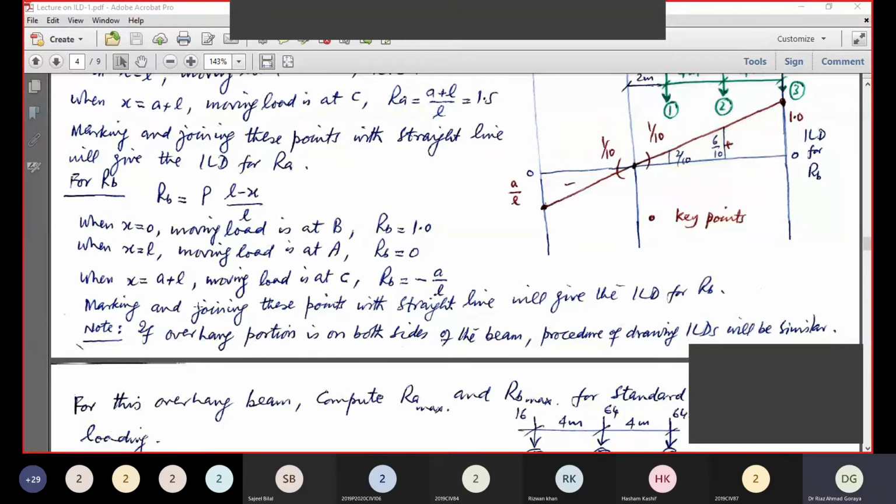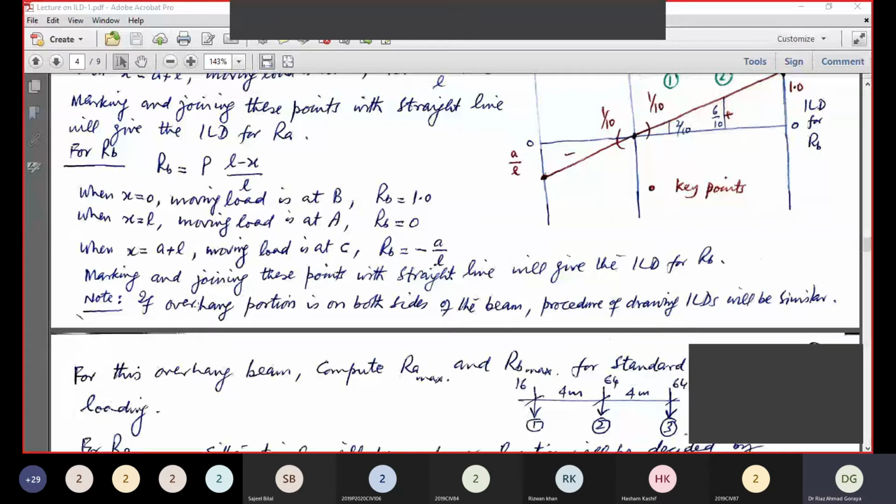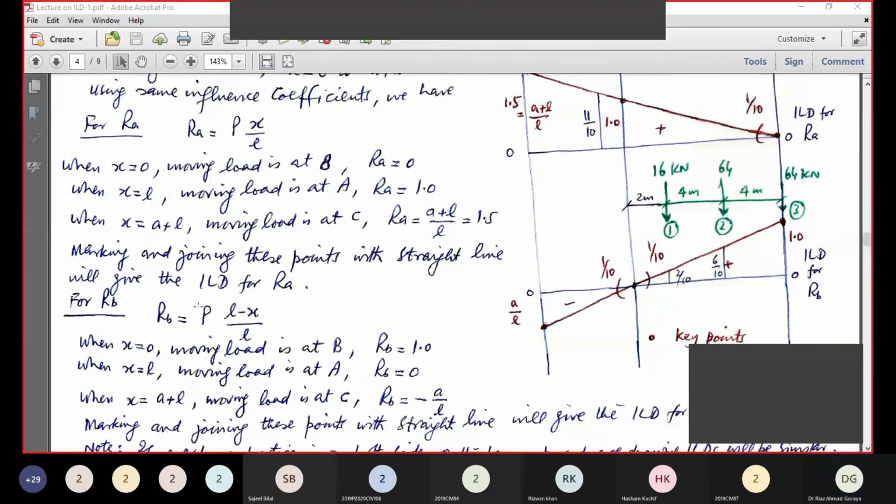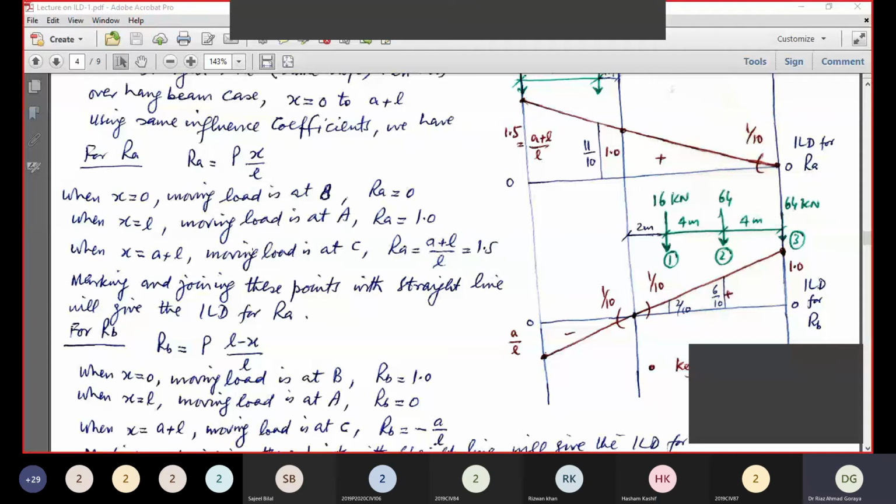Note, if the overhang portion is on both sides of the beam, procedure of drawing of influence line diagram will be exactly similar. As far as the drawing of ILD for overhang beam is concerned, any confusion? Step 2 को भी बाद में डिस्कस करते हैं.